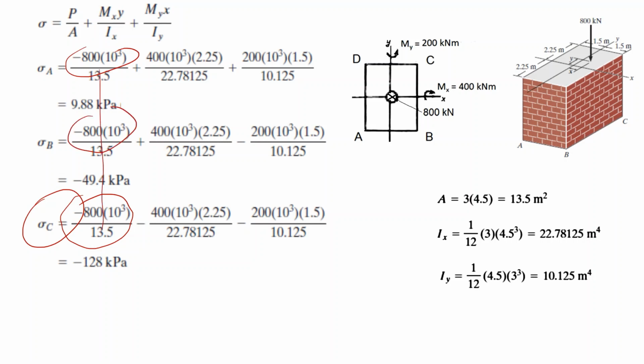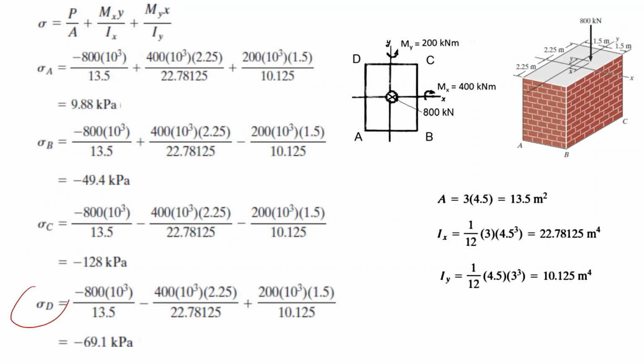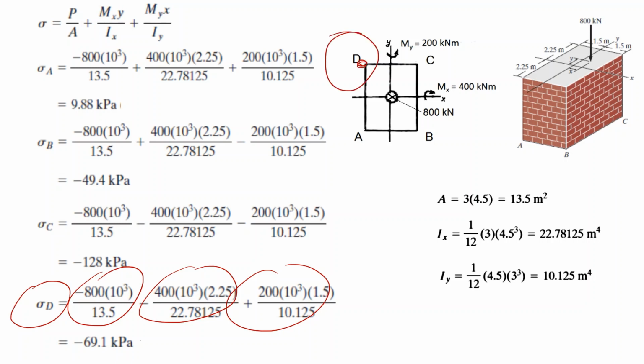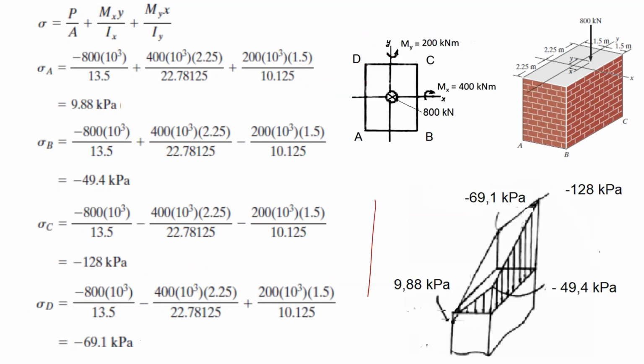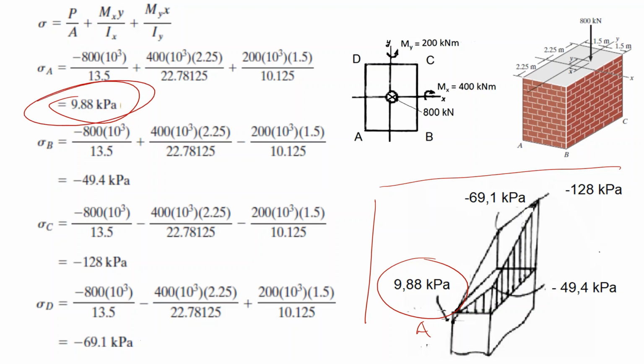At point C, we will have a uniform distribution of the normal force due to the compression. So you see these are all negative. This time, due to bending around X, we will have a compression in C, and due to bending around Y, also compression. So my result will be minus 128. Point D: minus 800 minus, and point D will be in this point, and due to My we will have a positive sigma, and the total is minus 69. When we draw the distribution, you see in point A we will have a positive sigma. In all other corners, compression will be acting.